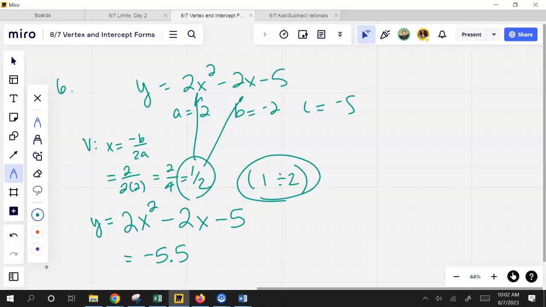All right, whether you did it with the calculator or whether you did it by hand, it doesn't matter. You should have come back to -5.5 regardless. Does everybody get -5.5? All right.